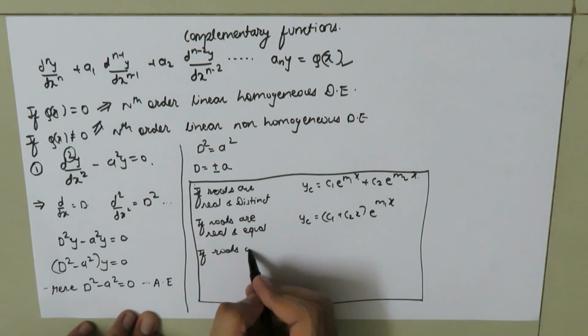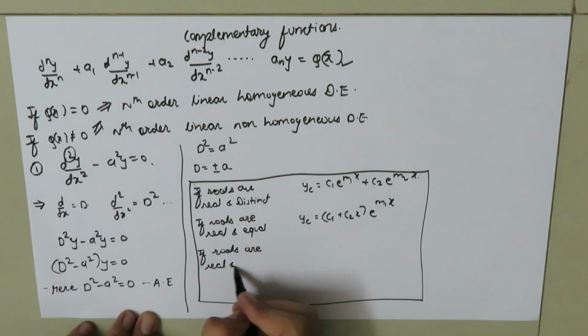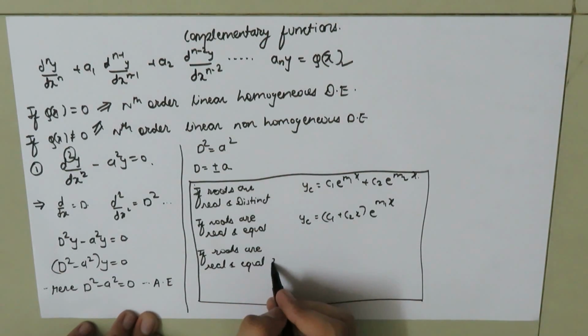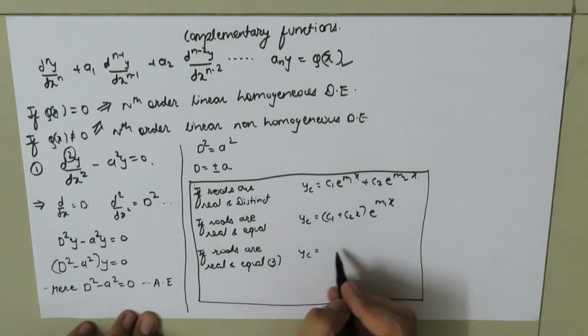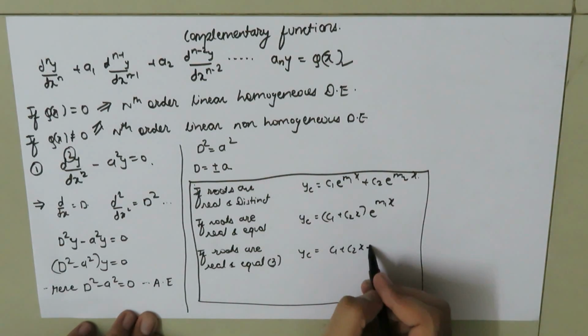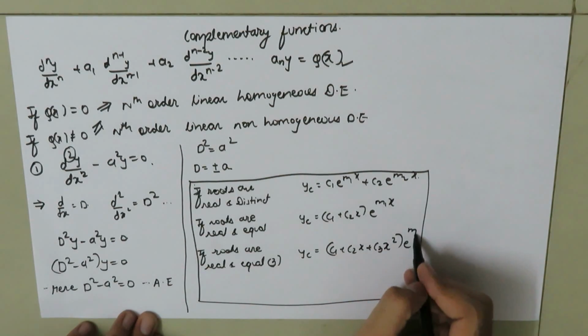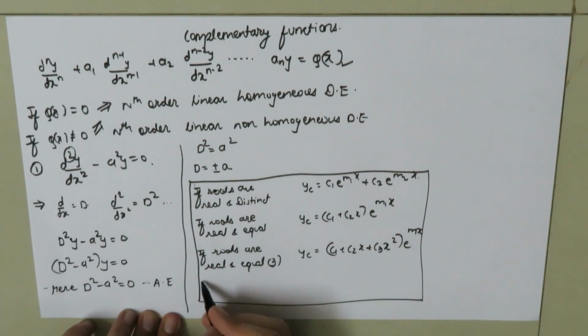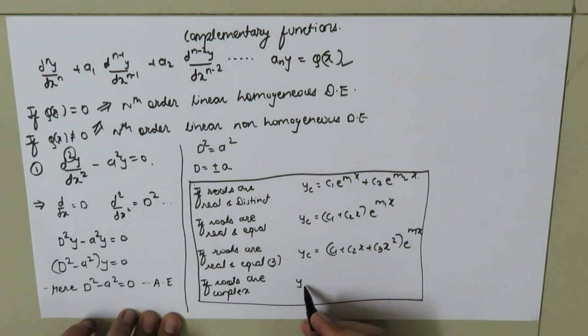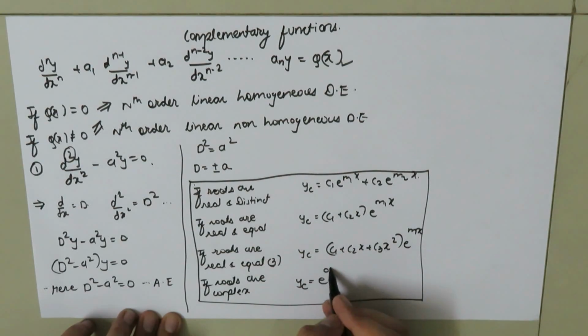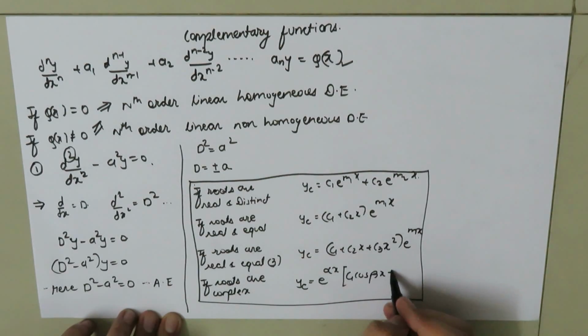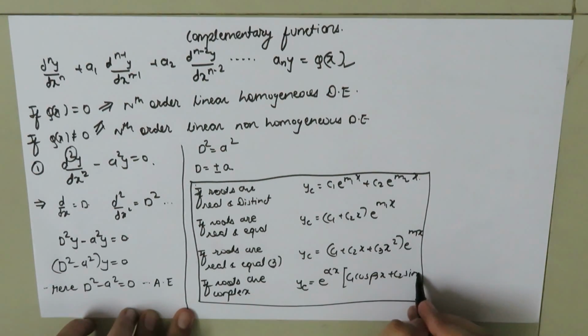And if roots are real and equal, and if there are three roots, then yc will be equal to c1 plus c2x plus c3x square times e to the power mx. And if roots are complex, then the complementary function will be equal to e to the power alpha x times c1 cos of beta x plus c2 sine of beta x.